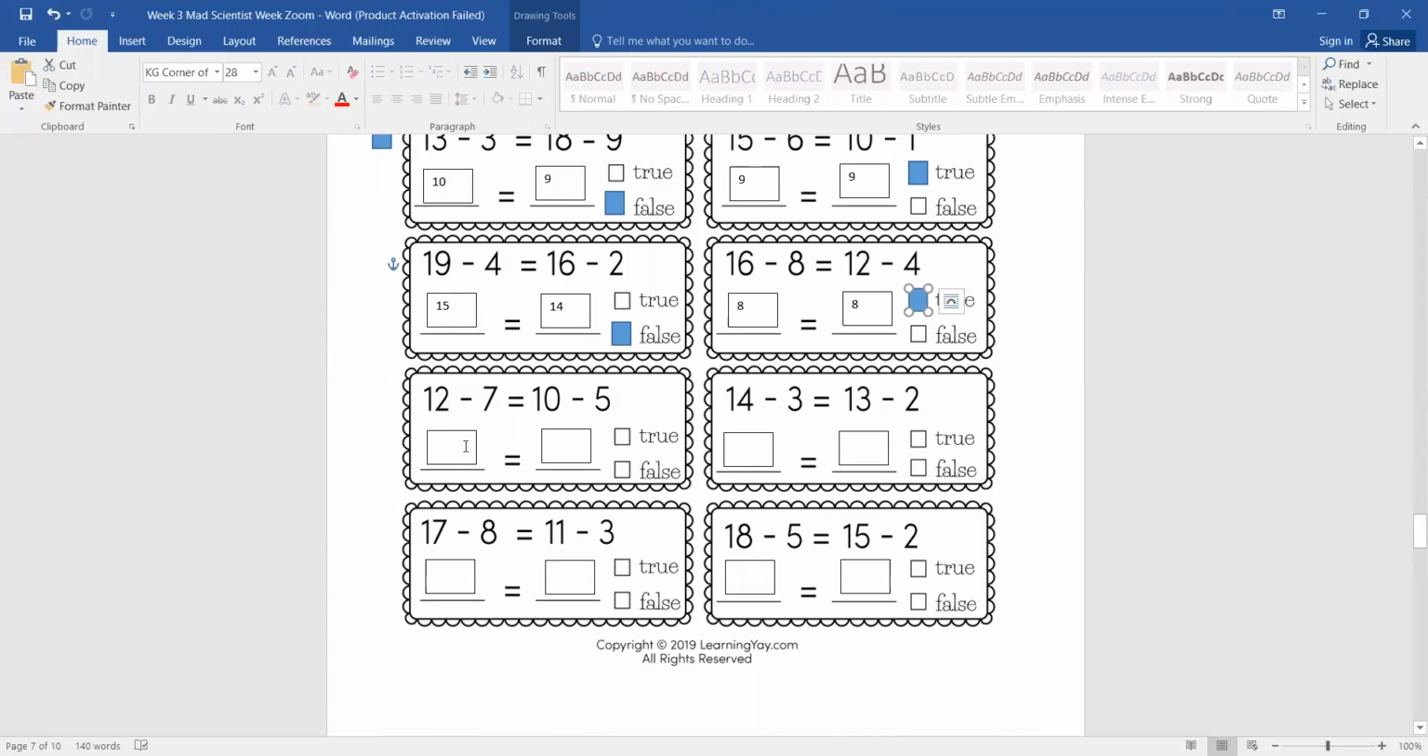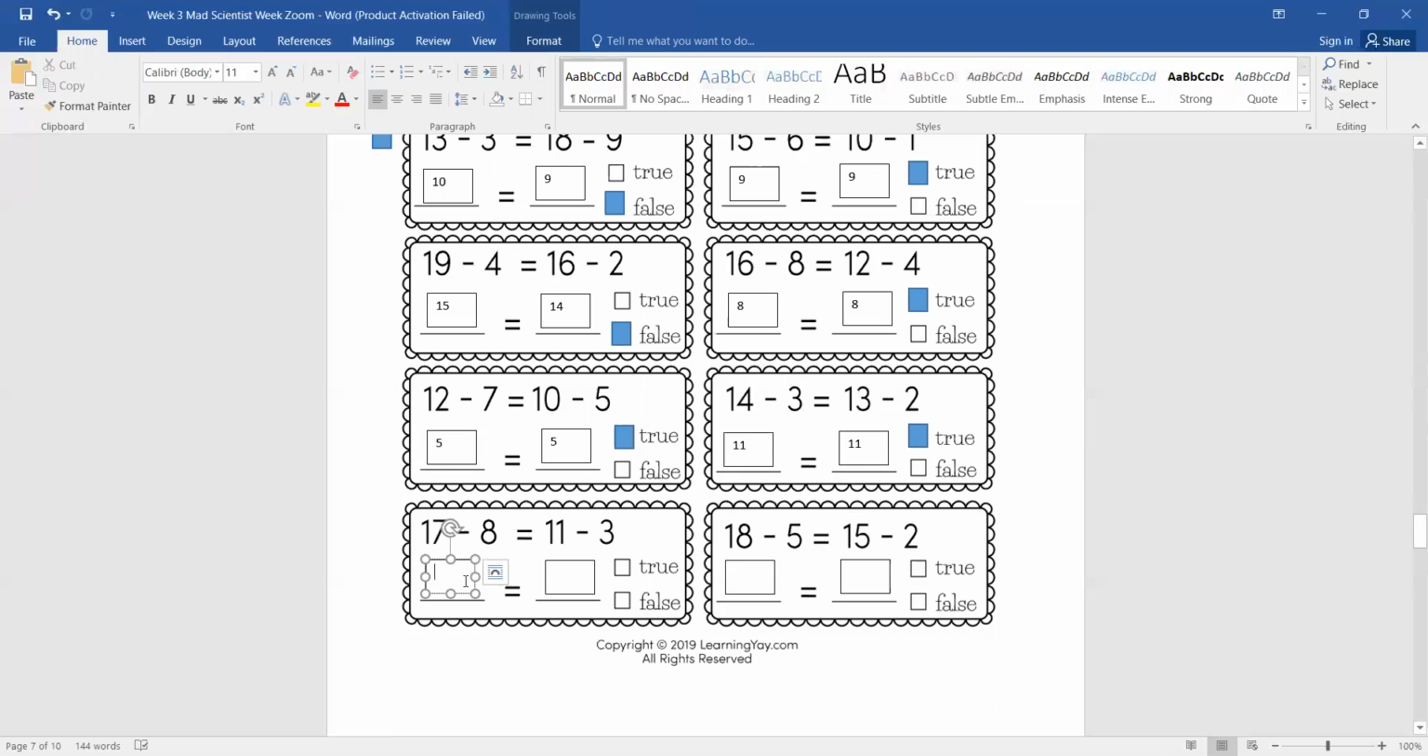12 take away 7 is 5. And 10 take away 5 is 5. So that one is true. Oops. Move. There it goes. Okay, so we have 14 take away 3 is 11. And 13 take away 2 is 11. Ooh, that one's also true. So we're going to mark the true.